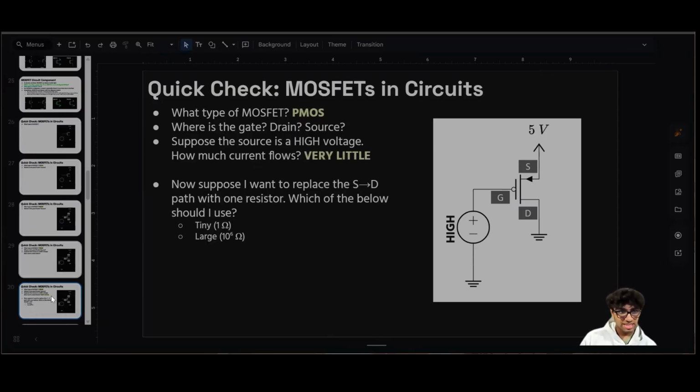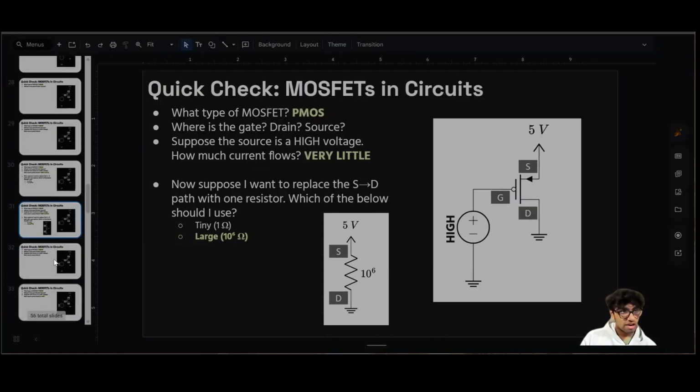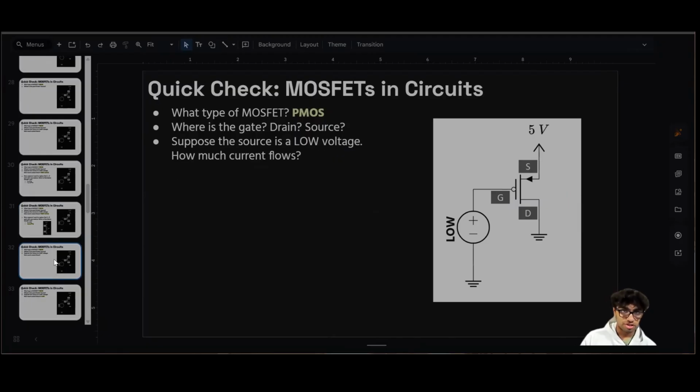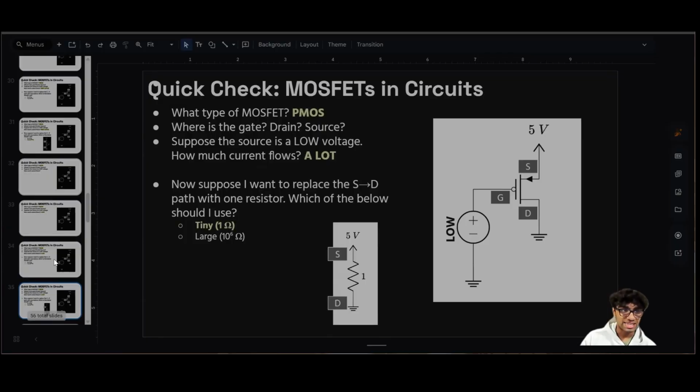And so if I replace the S to D path with a resistor, in other words, if I get rid of this transistor and just want to put a resistor from S to D instead, what size resistor should it be? It's going to be a resistor that's very large, 10 to the 6th, because the transistor is off. It's letting through very little current. And because it's letting through very little current, it acts like a big resistor. Now, if the voltage source is low, then the PMOS is on, lots of current flows, and the transistor acts like a tiny resistor.